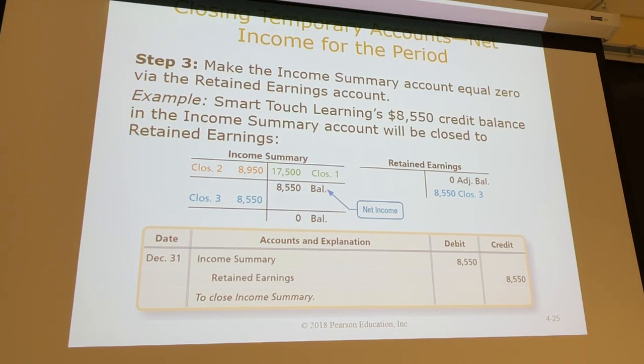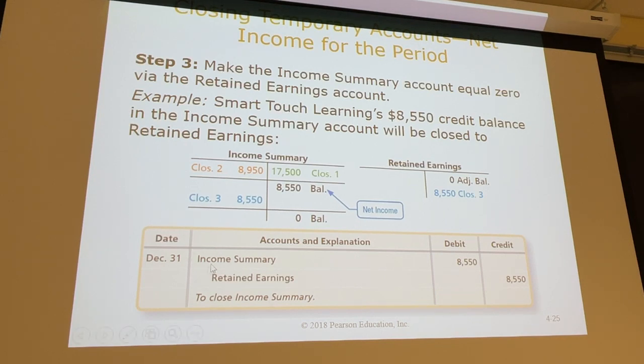Now in our third journal entry, we close out the income summary account. And what we do at this stage is we're really moving our net income into retained earnings. We're doing the same thing that we show when we prepare a statement of retained earnings. So in order to zero out the income summary account now, as shown in the T account here, we're going to have to make a debit entry to income summary of $8,550. That will bring the balance in income summary down to zero.